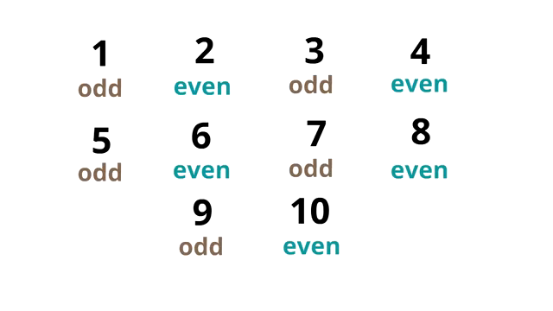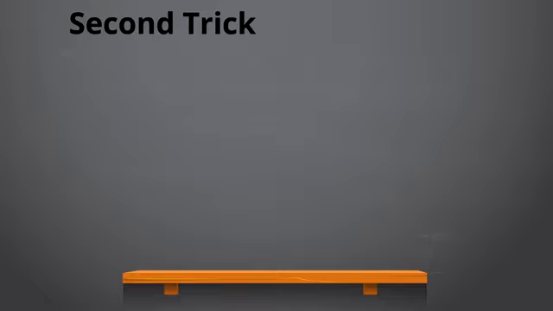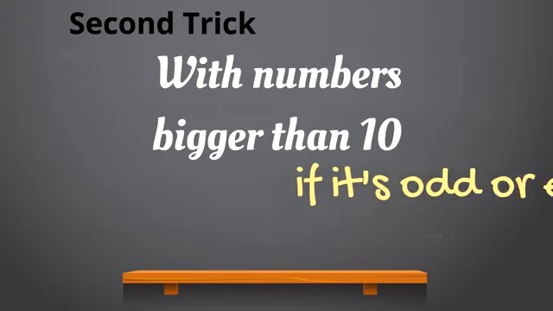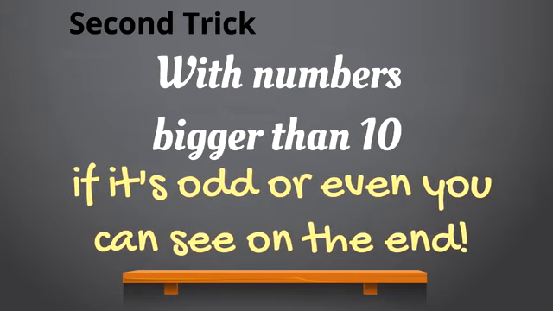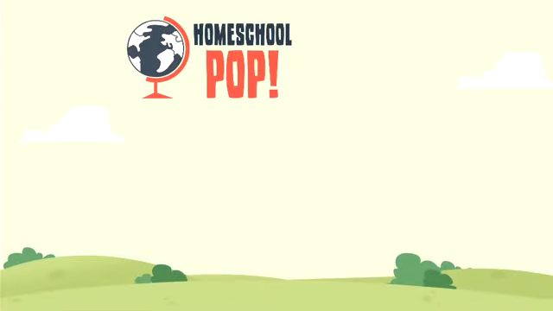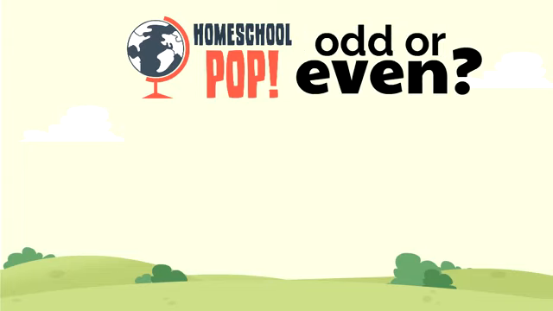Now, we're going to look at the second trick. The second trick is that with numbers bigger than 10, if it's odd or even, you can see on the end. To demonstrate, let's play a game we here at Homeschool Pop call Odd or Even. We're going to look at a number that's bigger than 10, and we're going to look on the end to see if it's even or if it's odd.